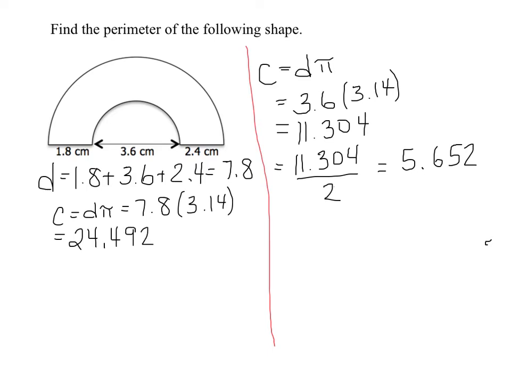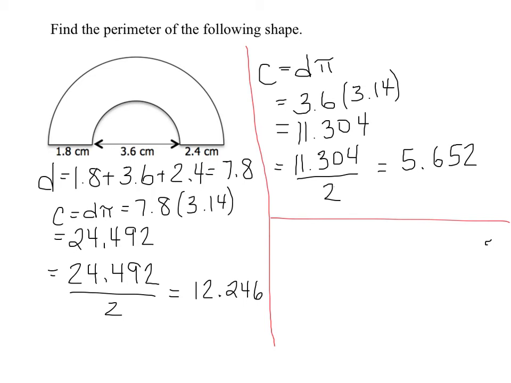Now the last step, all we need to do is take the 24.492 and divide that by 2 to get the circumference of the semicircle being 12.246.